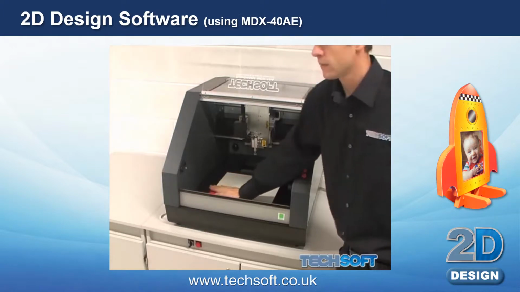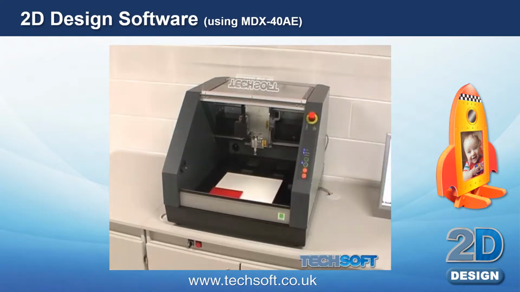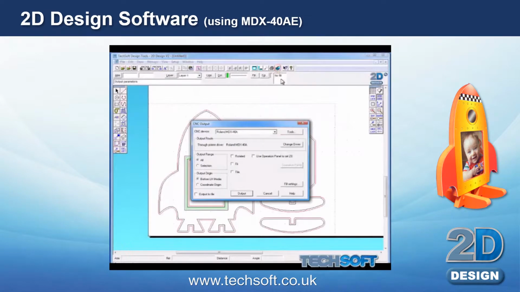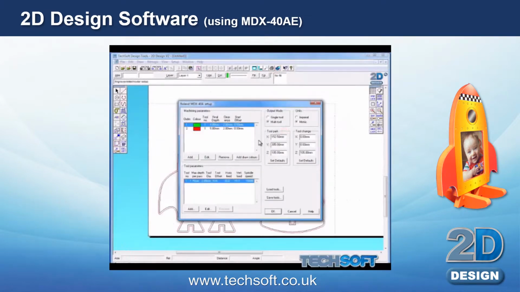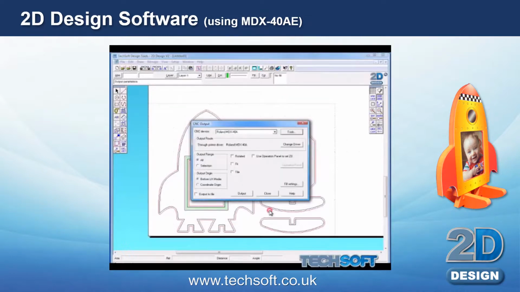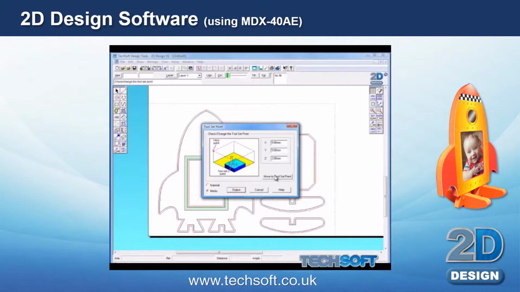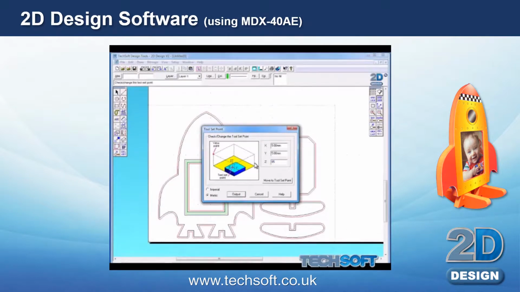We are now ready to machine using the MDX40. We need to go Output and click on Tools. You'll be able to see all of the depths of cut. On the output screen, you need to change the Z-axis to 85 mm and move to Tool Set Point.